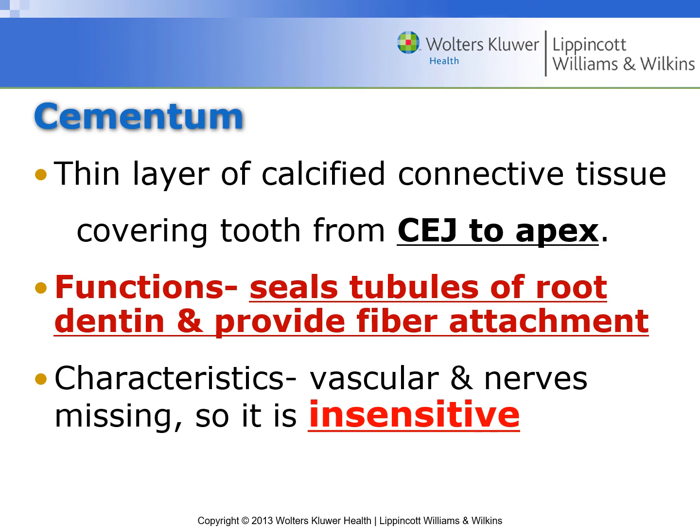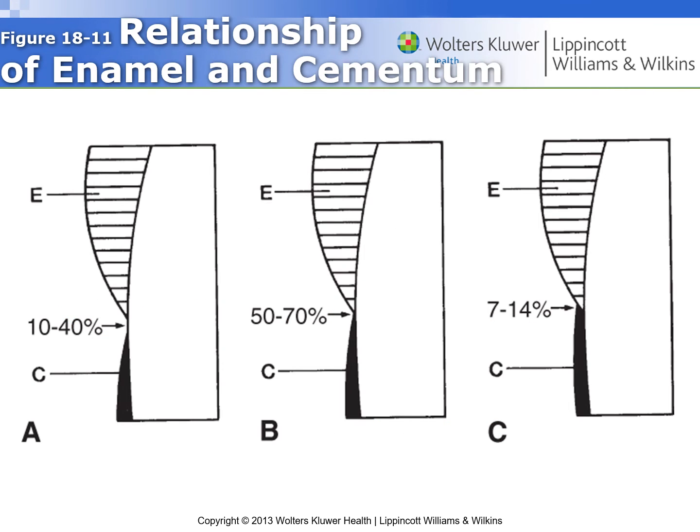So the characteristics: it's avascular and the nerves are missing. So the actual cementum is insensitive. When you take the cementum off, actually scale it off accidentally, then the tooth can be sensitive. So this is the relationship of the enamel and the cementum. This is enamel, and it can be different ways. This can account for some people's sensitivity when the cementum has been scaled off, or they have somehow removed it with some kind of trauma.